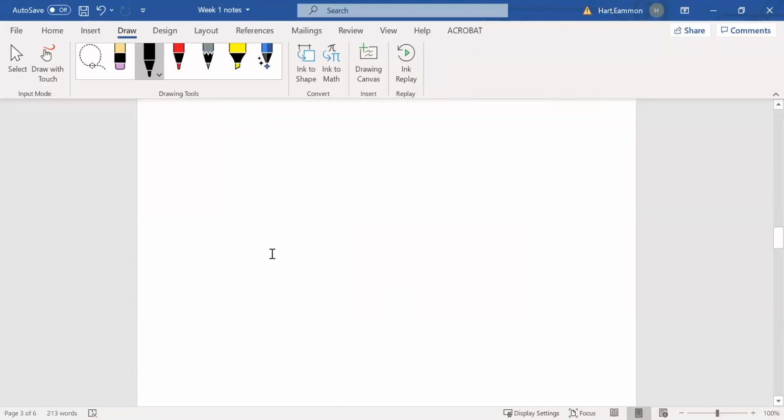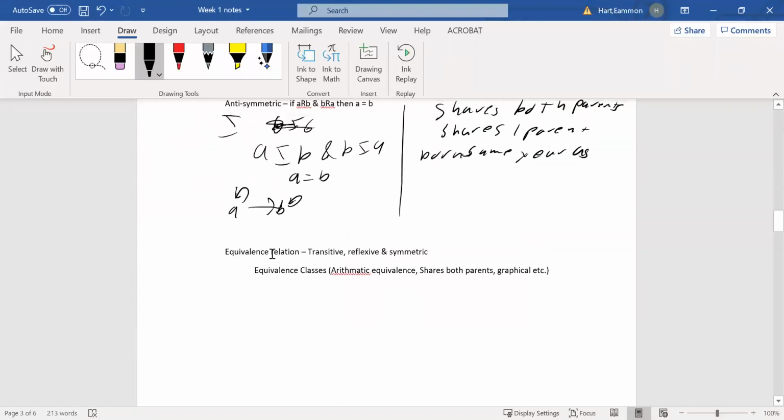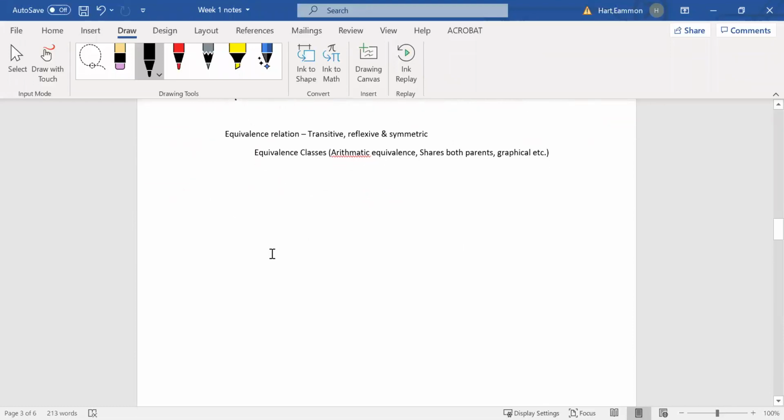One of the things that we care about for this is that an equivalence relation is a relation that is transitive, reflexive, and symmetric. Arithmetic, yes, arithmetic. Okay. So some of these examples were already listed.